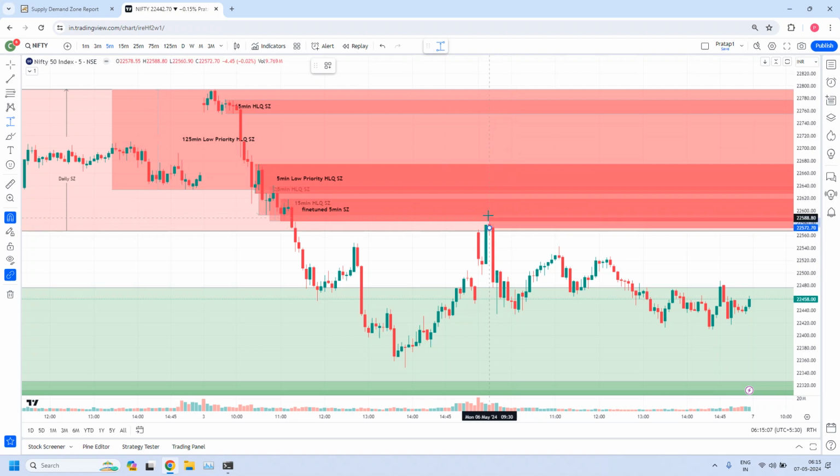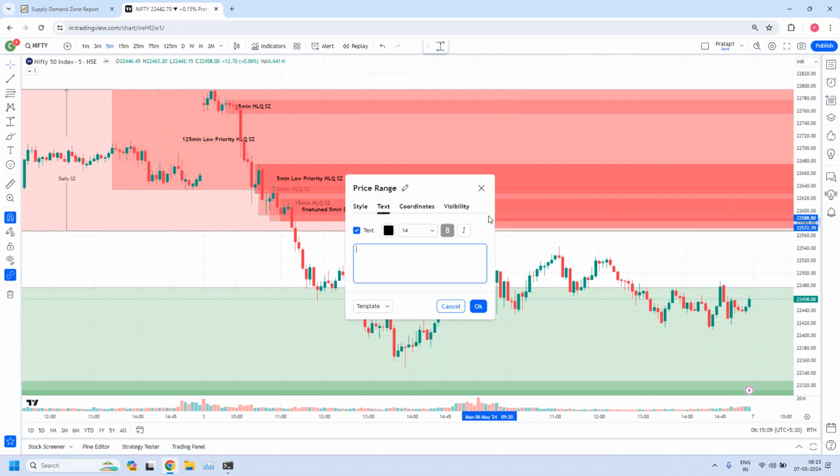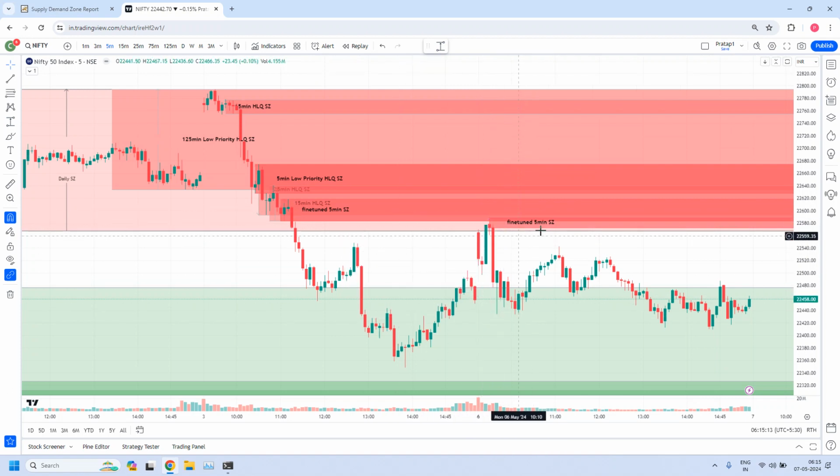Both are LOTL. Only your entry level and your risk management will be changing now. This is also a fine-tuned zone. This fine-tuned zone is having confluence with the fine-tuned 5 minute supply zone where we got the trade yesterday. Okay, except that, there is only one change yesterday.